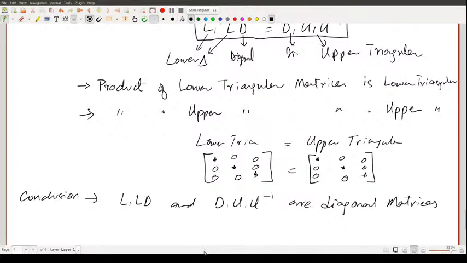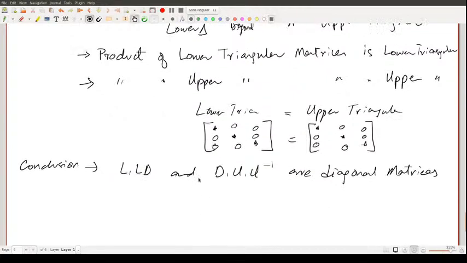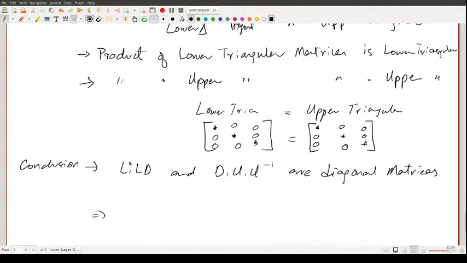from this product. What else can I say? Well, look at this. So this is L1 inverse. Now, if I say L1 inverse times L and D, this is a diagonal matrix. That's the first thing.